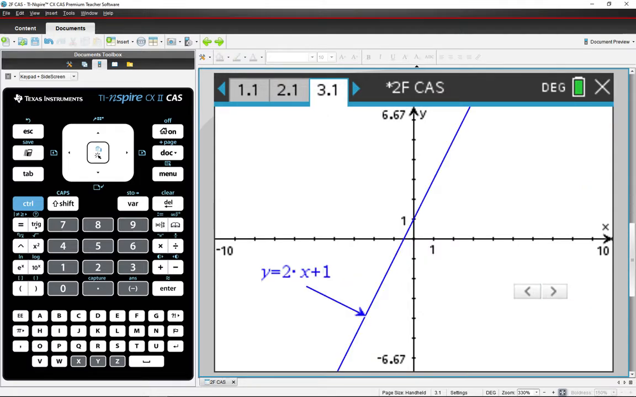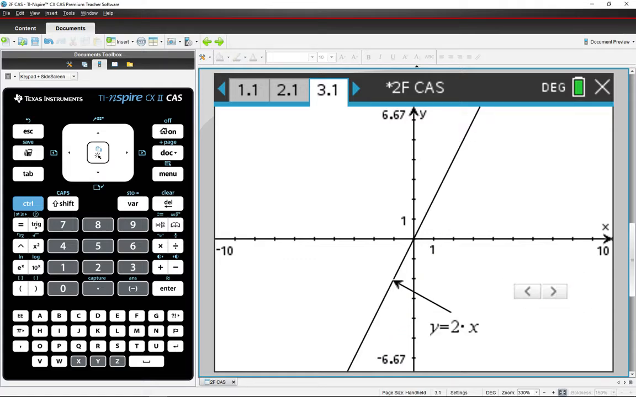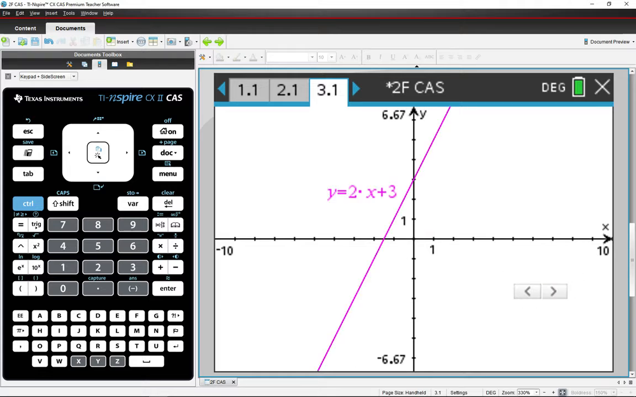Here is a gradient of 2 and y-intercept of 1. Here is a gradient of 2, but this time it's a y-intercept of -2. Here is a gradient of 2, goes through the origin, so the y-intercept is 0. And finally, we have a gradient of 2 and a y-intercept of 3.